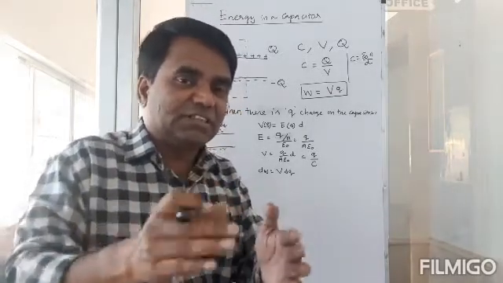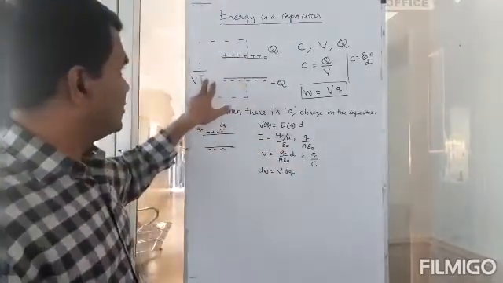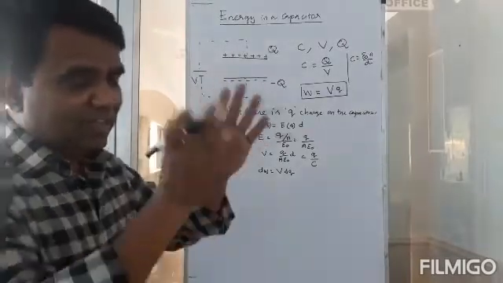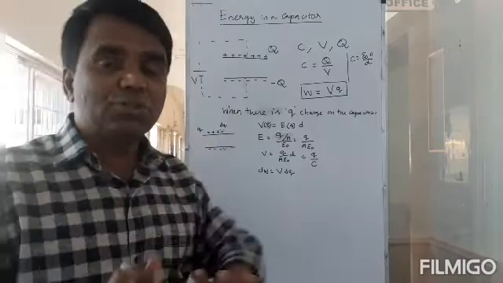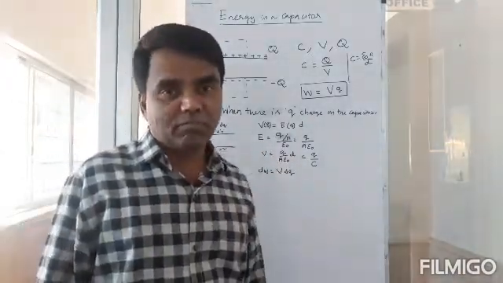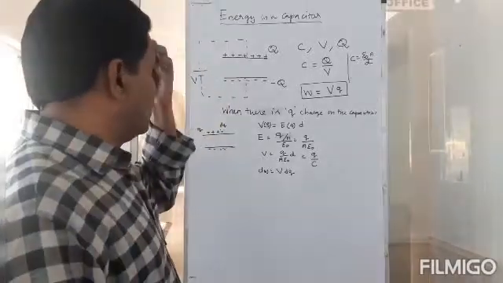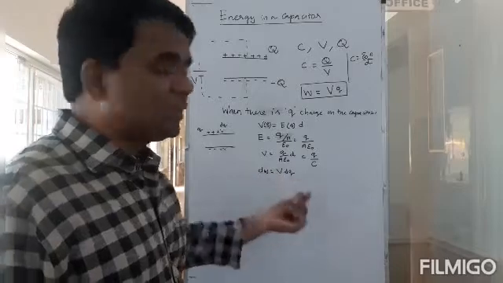And you keep putting charges, and when will we stop? When the voltage across the capacitor is equal to the voltage across the battery. Then we will stop. Because these two are the same potential, these two are also the same potential, so no further flow of charges will take place. Okay? So the small amount is V, dW is equal to V into dQ.